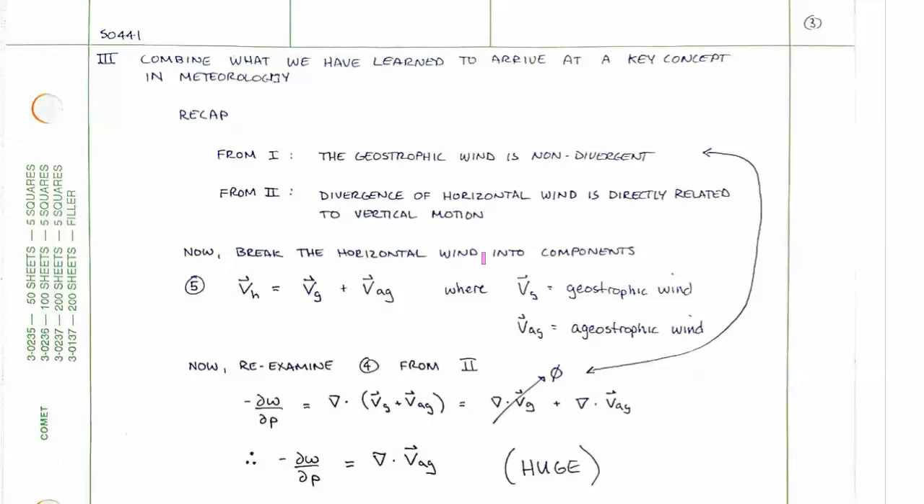Now, break the horizontal wind into two components. We've got the horizontal wind that we can observe. We know that at least a portion of it is geostrophic, and then anything that isn't geostrophic is called ageostrophic. So we know that the total wind is a combination of these two, where Vg is geostrophic wind and Vag is ageostrophic wind.